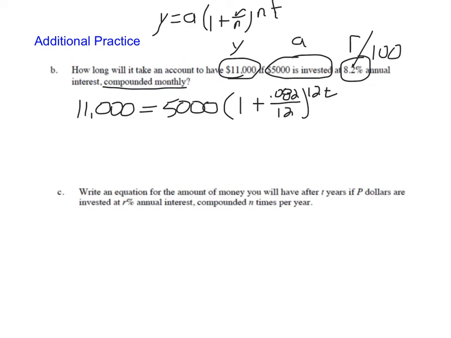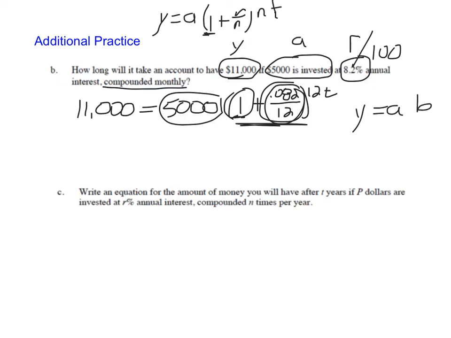Now, some of you may be wondering, okay, so where did this 1 come from in our formula? Well, that 1 is actually, you have 100% of this 5,000, and this is how much it's going up in a percent sense. So if you have 100% of something and it's going up by 8.2% every 12 months, then this is representing your overall growth factor. That's the b part in the general exponential growth equation.